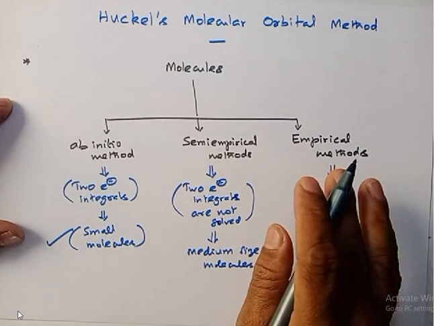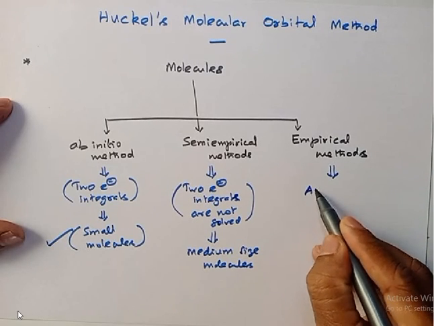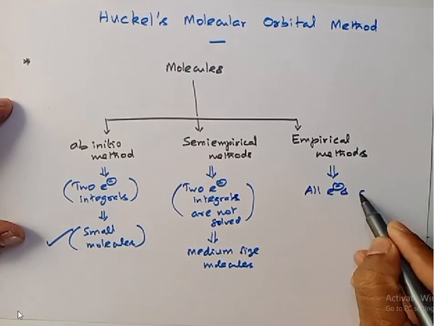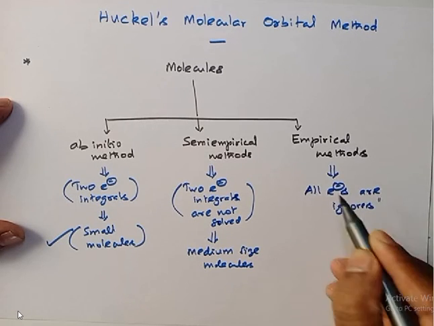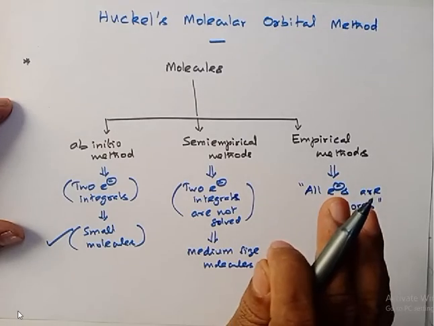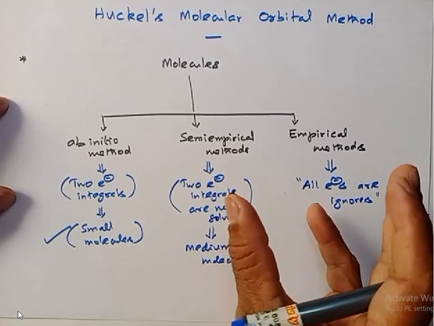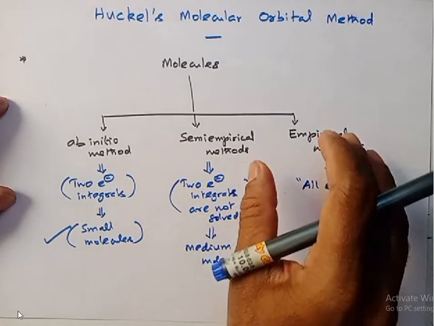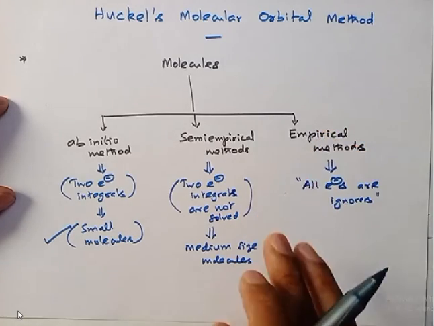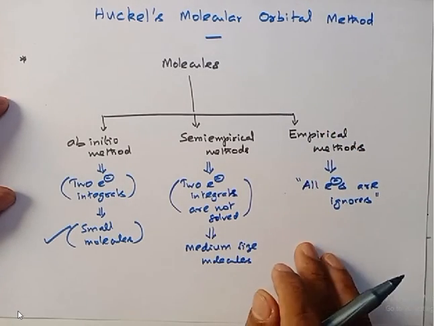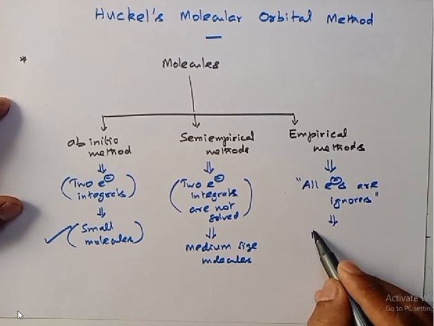Here all the electrons are ignored. In empirical methods all electrons are simply ignored. Only the nuclei are taken, the nuclei which are connected by bonds, only those nuclei are taken here, and the calculations were done using only those nuclei. Here also we have several methods. The one which is famous is the molecular mechanics method.